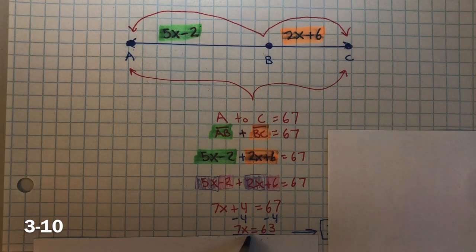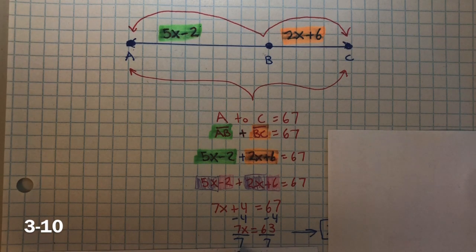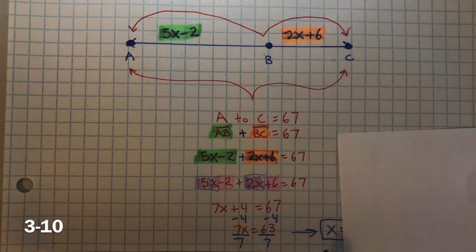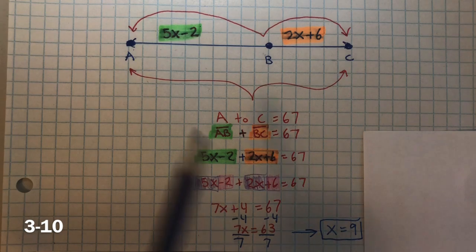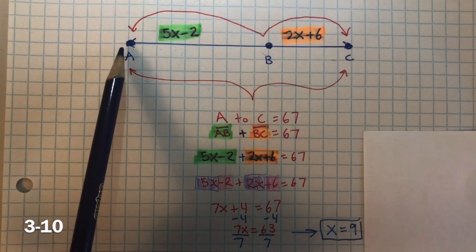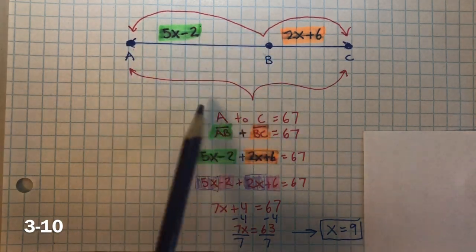Now, inverse property of multiplication is division, so we're going to divide both sides by 7, and we get the big one or giant 1. What you do to one side, you do to the other. And so we get x equals 9. So that gives us x, but we needed to determine the distance between A and B, so line segment AB.